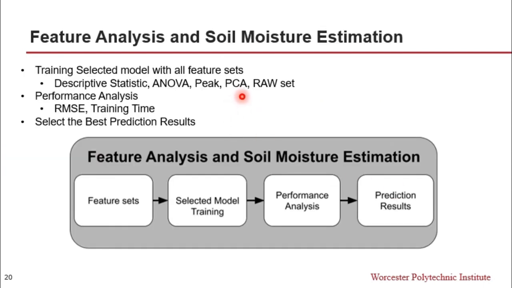For feature analysis and soil moisture estimation, as we mentioned before, we generated a new reduced size of data for the different feature extraction methods, which results in different feature sets. We use these feature sets to train the RF selected model, and then compare their results in root mean square error and training time again. So we can select the best prediction result based on this analysis.